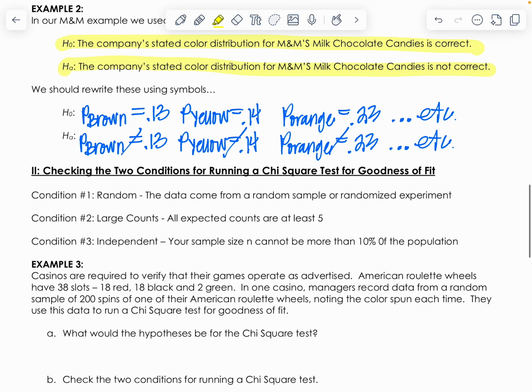All right. Now we're going to talk about the conditions. So instead of 2 conditions, we actually have 3. I mistyped there. Our first is random, so the data must come from a random sample or a random experiment. We must have large counts, so all expected counts are at least 5. That comes from having a large sample size.